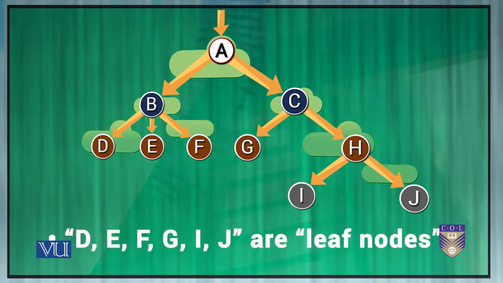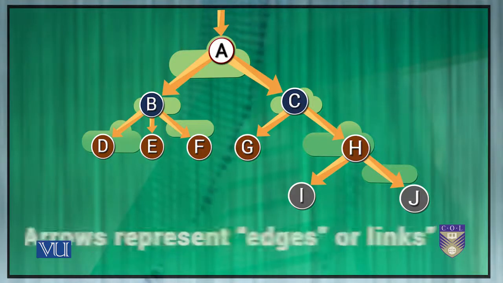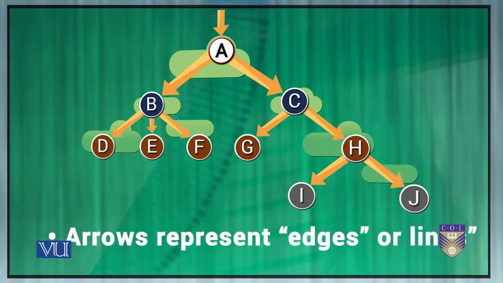Then within the same graph, the nodes D, E, F, G, I are called leaf nodes. And the arrows, as you can see, are the edges or the links that connect the nodes.